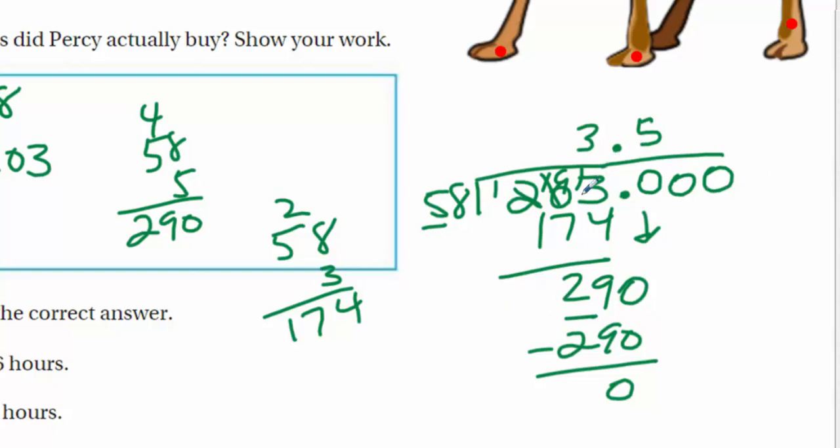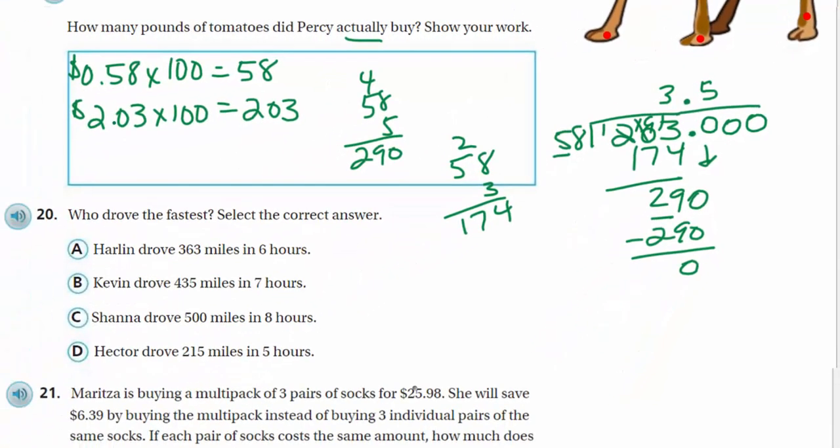So we end up with 3.5 pounds. So that was the actual amount. The actual, all right, because we always have that estimated. So 3.5 pounds of tomatoes.